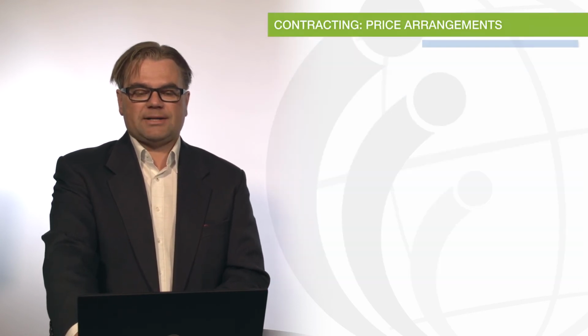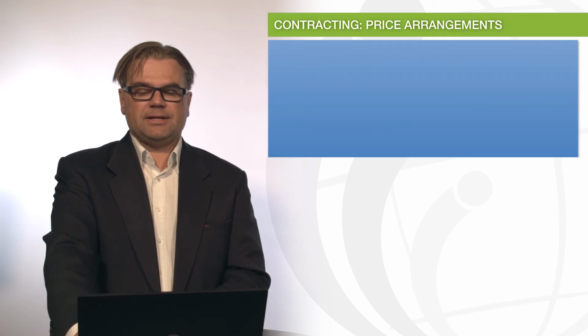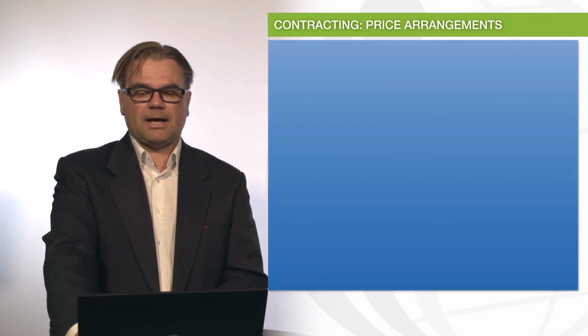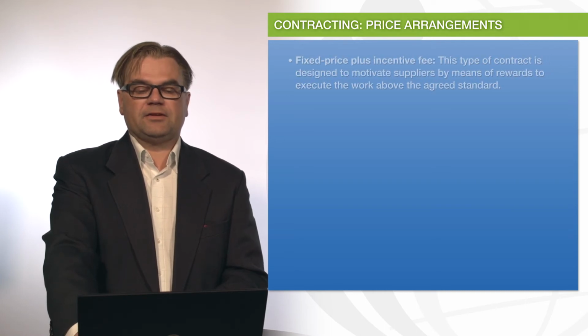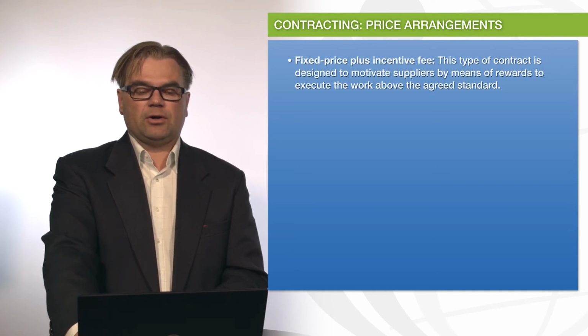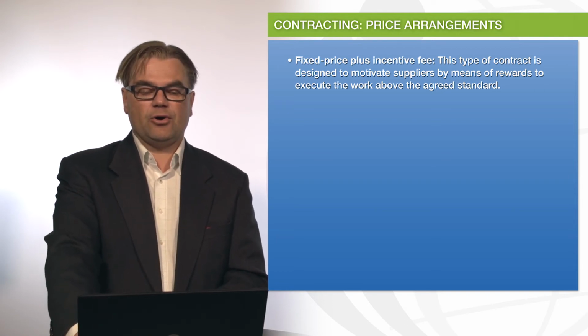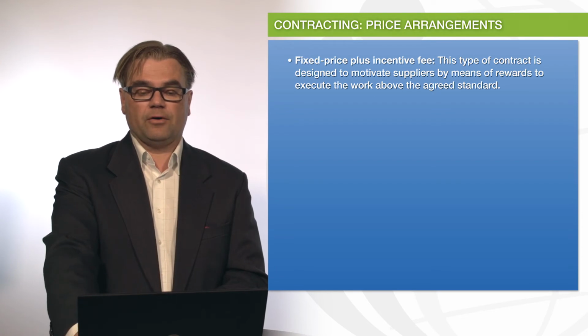When it comes to price arrangement, in general, buyers insist on a fixed price, as it minimizes all the risk for the buyer. However, different price arrangements are in practice. There is a fixed price plus incentive fee method. This type of contract is designed to motivate the supplier by means of rewards to execute the work above the agreed standard. The incentives can be related to earlier delivery or better quality performance than agreed.